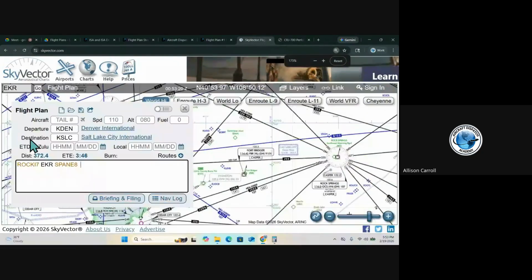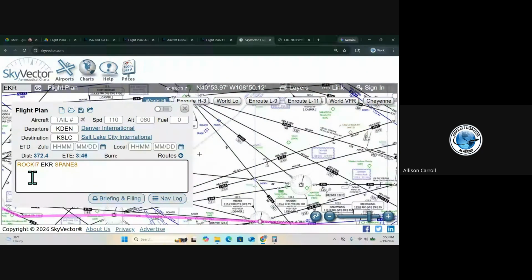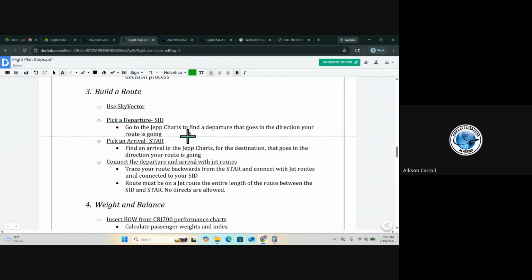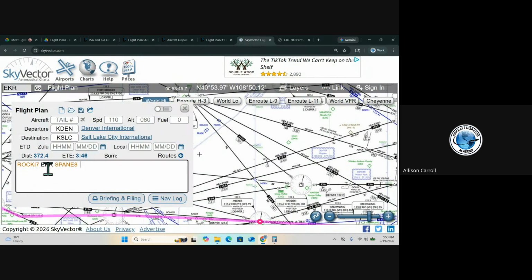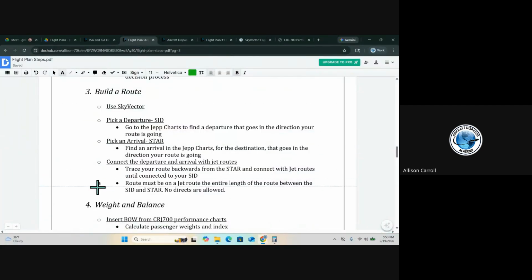Okay. So that's what we did last night with building a route. We found a SID out of Denver that made the most sense, right? We were heading towards the west. And then we went into the jet charts for Salt Lake and we picked a STAR that came from the east. And then we connected those two together. And it ended up being connected with the same exact transition point of Meeker. So we built our route, and beautiful, beautiful, simple route going from Denver to Salt Lake. Beautiful.